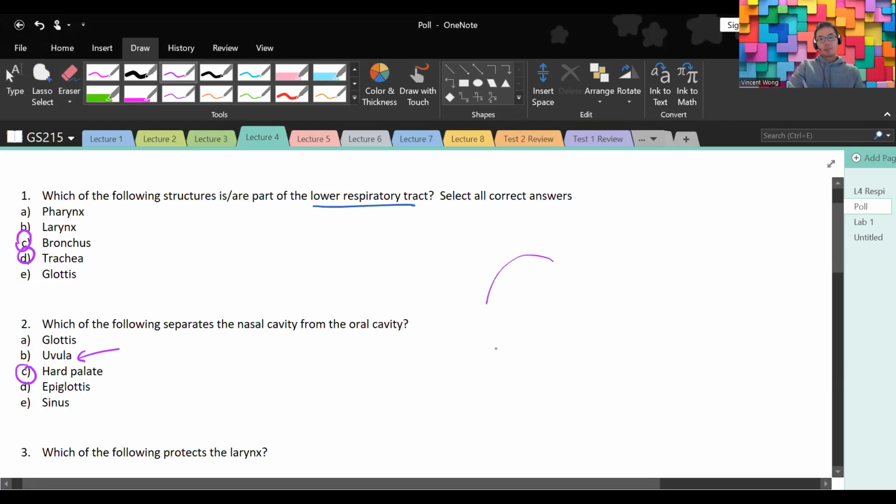Uvula is the thing that's dangling at the back of your throat. Like if you look into the mirror, right, there's a little dangling thing right there, right? Like let's say this is your tongue, right? That thing, that's the uvula.